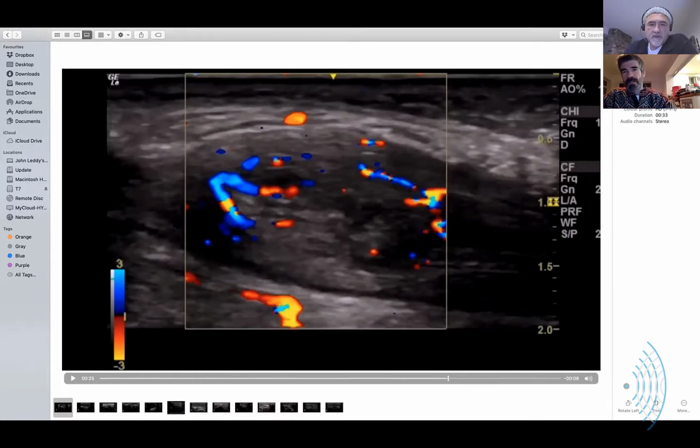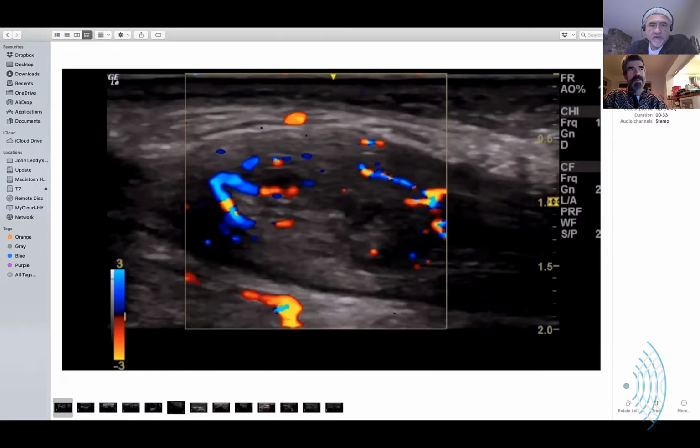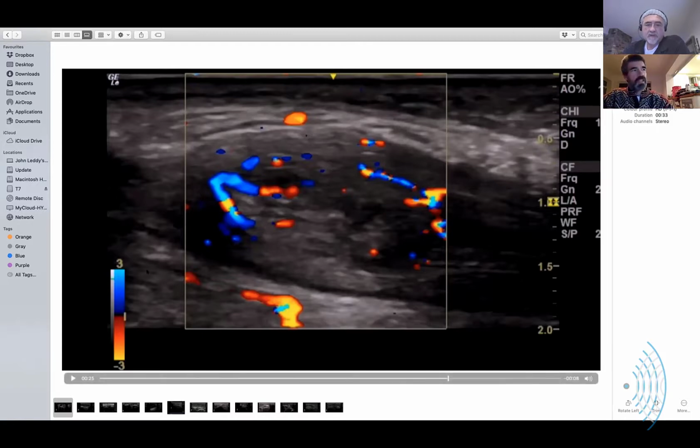But there's stuff that works in the background that isn't easily adjustable, that makes a difference. And there are what are called wall filters, and various filters that they use that have to be set up right. But if you've got a standard musculoskeletal setting on your machine, and you bring the pulse repetition frequency, sometimes called the scale, down below 5 centimeters per second, then you're usually in the right ballpark.